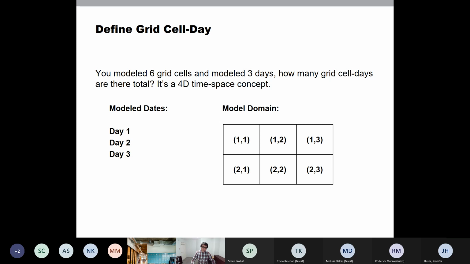So you have 6 grids in this example, and you model 3 days. In real life, you would probably model the whole ozone season, maybe at least a month or 2. So this is just a simplified example, giving some conceptual idea. For 3 days and 6 grids, we will have 3 times 6, 18 data points.